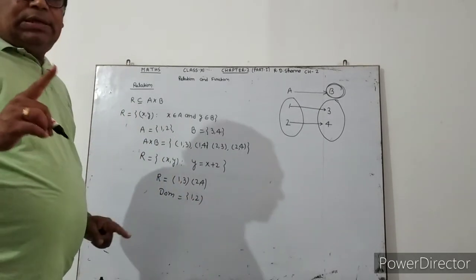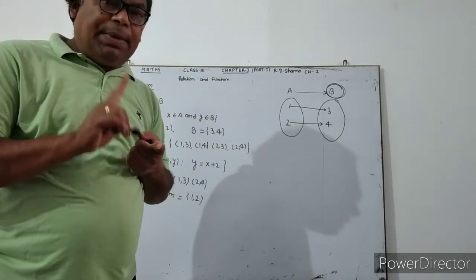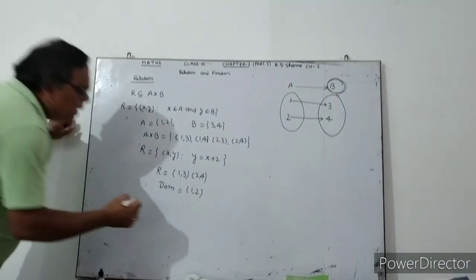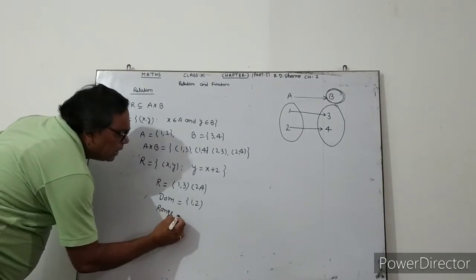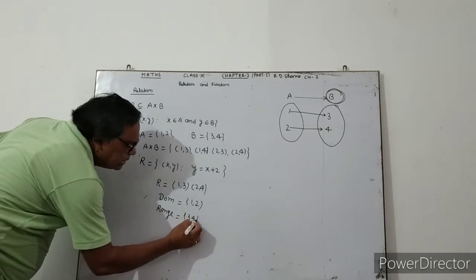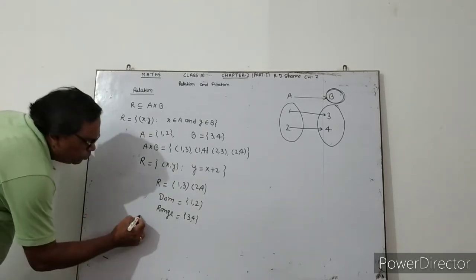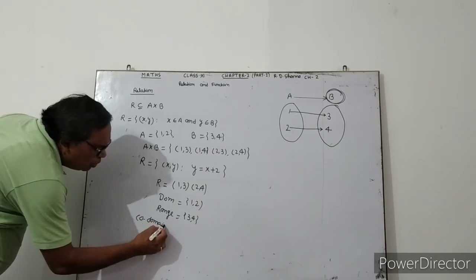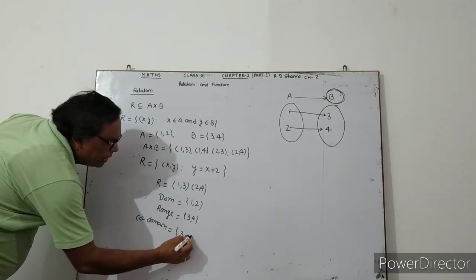What is the range? Relation के जो सेकेंड पोजीशन पे जो एलिमेंट है, the element on the second position, this is the range. Then what is the range? The range is 3 and 4. And what is the codomain? Codomain is the set B, that is 3 and 4.